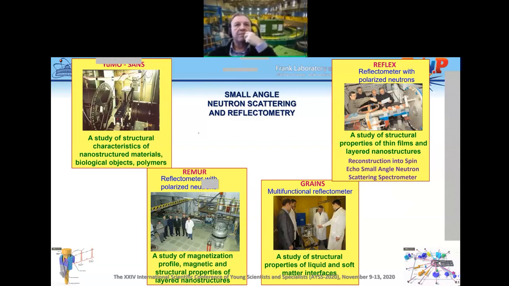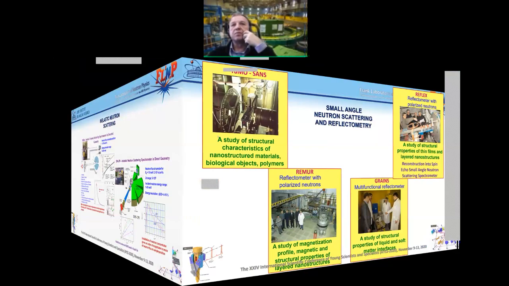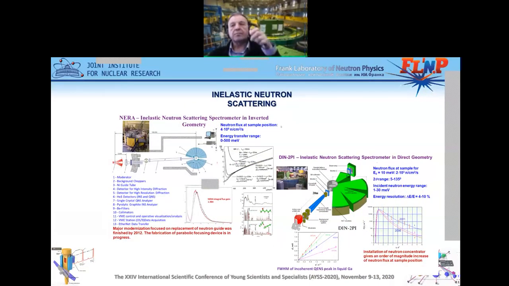And we are using this method very effectively to measure the properties of the material.